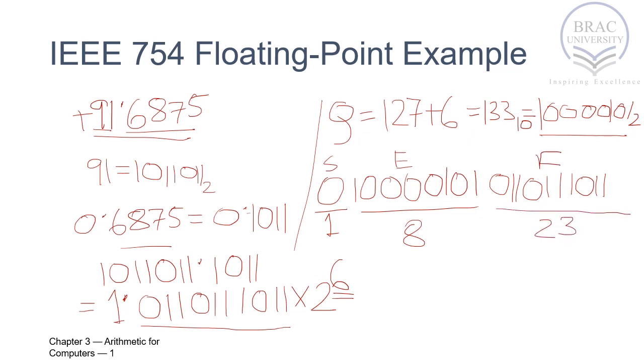Now this entire representation is our IEEE 754 floating point representation of the value 91.6875. So this is how we represent the value 91.6875 according to our IEEE 754 floating point formatting.